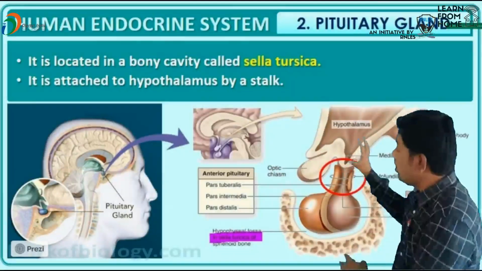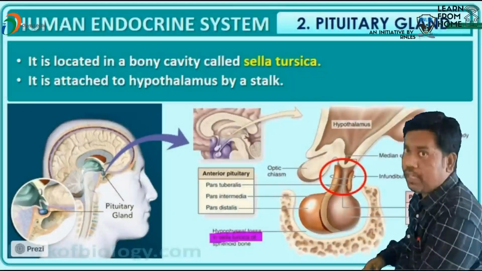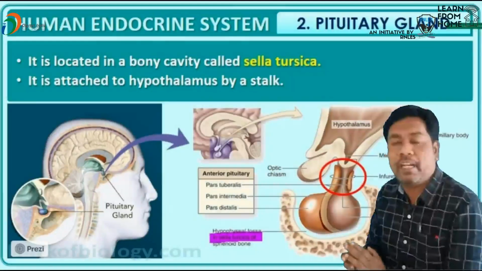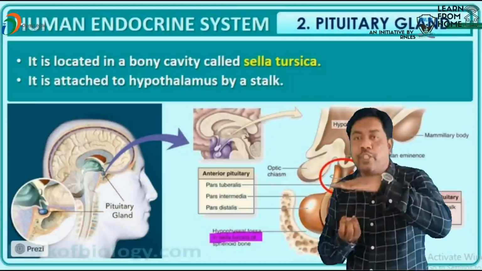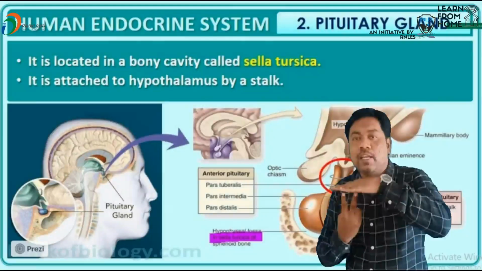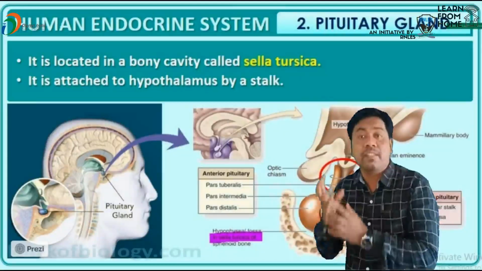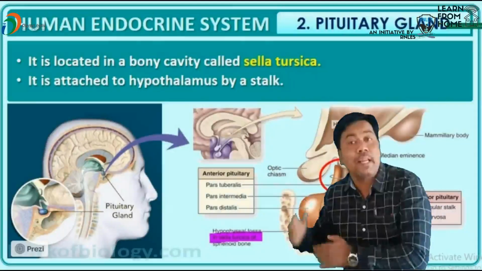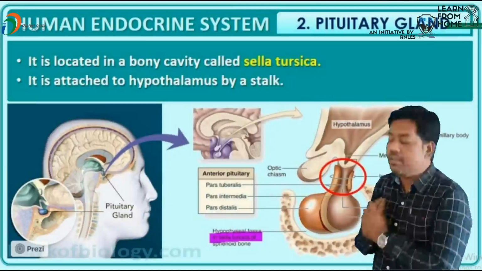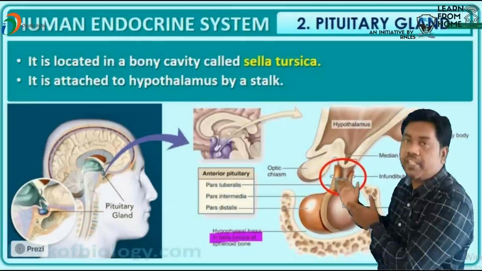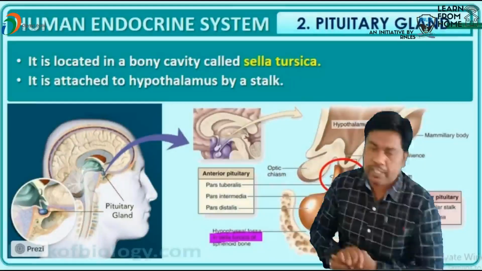You have to see here, beta, in this picture. This pituitary gland attaches to the hypothalamus by the help of one stalk that is known as the infundibulum. What is the infundibulum, beta? Example, this is the hypothalamus and this is the pituitary gland. This pituitary gland attaches to the hypothalamus by the help of one stalk. This stalk is known as the infundibulum. This is very important, beta. Means the pituitary gland is hanging down from the hypothalamus by the help of one stalk. That stalk is known as the infundibulum. It is located in between the pituitary gland and the hypothalamus. Okay, this is the structure of the pituitary gland.